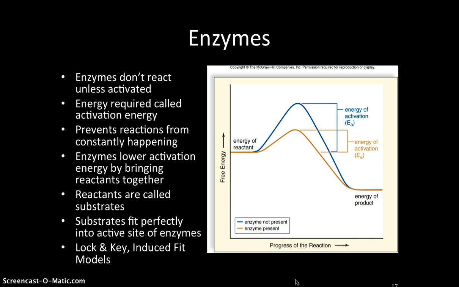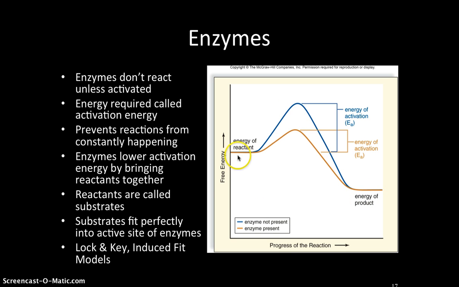These enzymes don't actually react unless they're activated in some way. In a lab, we use heat to get molecules to react. This heat, in this case, is what's called activation energy. The energy that's required to activate the reaction is called activation energy. The reason that there is activation energy is because we don't want reactions to constantly be happening. We want them to happen when we want them to happen. And this right here is the activation energy required for a reaction to occur.